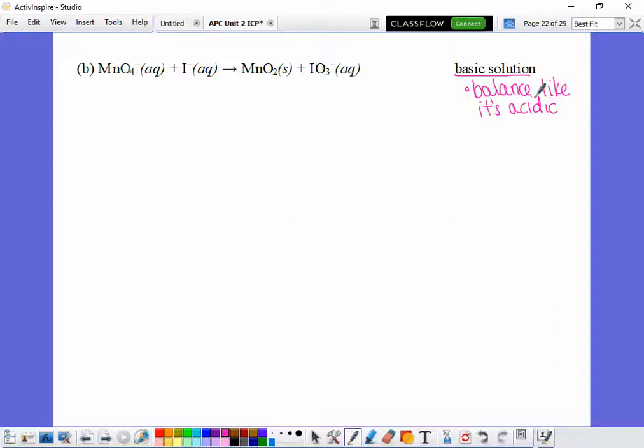So what I want you to do is take a few minutes to balance this reaction as if it were basic, or sorry, as if it were acidic, and then we'll come back together and deal with the fact that it is basic.